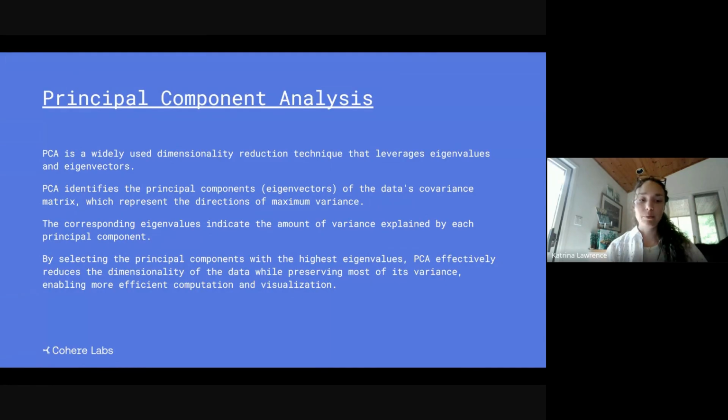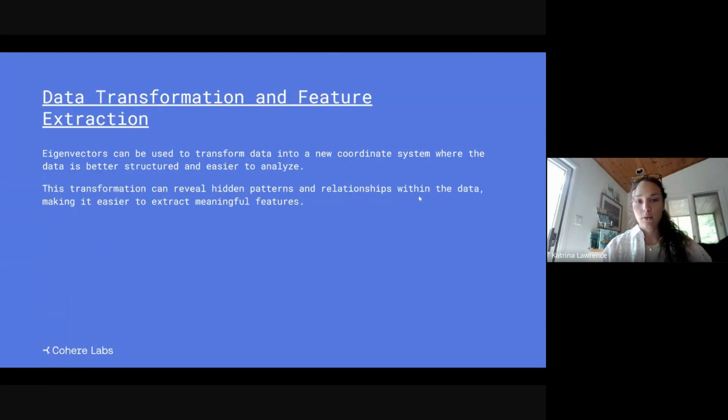So by selecting the principal components with the highest eigenvalues, PCA can effectively reduce the dimensionality of the data and preserve most of its variance. The reason we would do this is because sometimes we have problems that have thousands of dimensions, which makes them very computationally expensive. So by reducing the dimensions, it allows for more efficiency. We'd also have quicker problems. So that's why it's often used in machine learning. So let's move on to a second one.